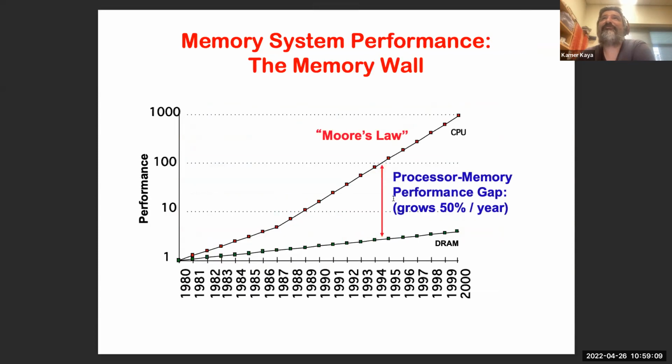This is the memory wall that I've talked about, the processor-memory performance gap. It grows 50% per year. So this is how the processor technologies go in terms of performance, and this is how the memory technologies go in terms of performance. So you need to spend time thinking about how you access memory more and more, in fact.